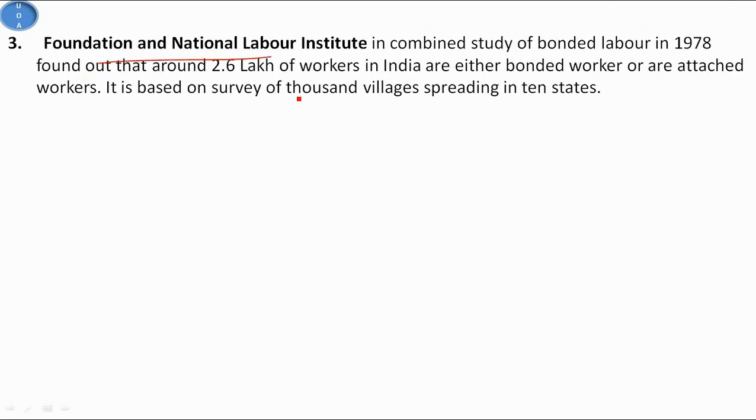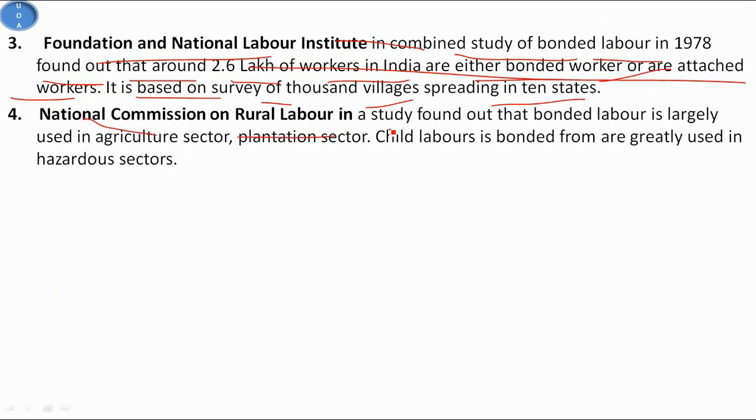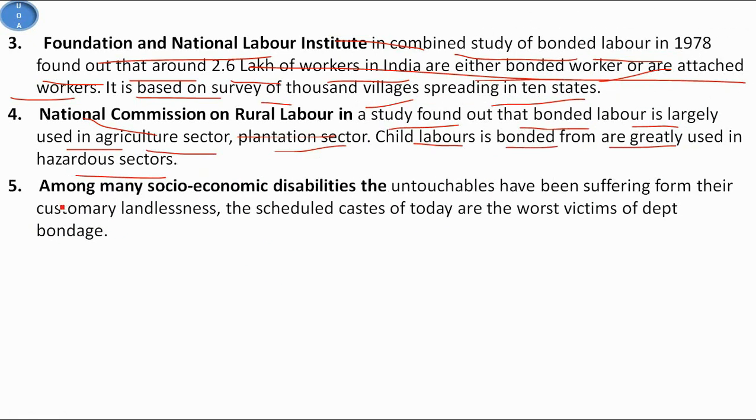Then the Gandhi Peace Foundation and National Labour Institute, in a combined study of bonded labor in 1978, found that around 2.6 lakh workers in India are either bonded workers or attached workers. It was based on a survey of 1,000 villages spread over 10 states. Then the National Commission on Rural Labour found that bonded labor is largely used in the agriculture and plantation sectors. Child labor is bonded and greatly used in hazardous sectors. Then, among many socio-economic disabilities, the untouchables have been suffering from their customary landlessness.